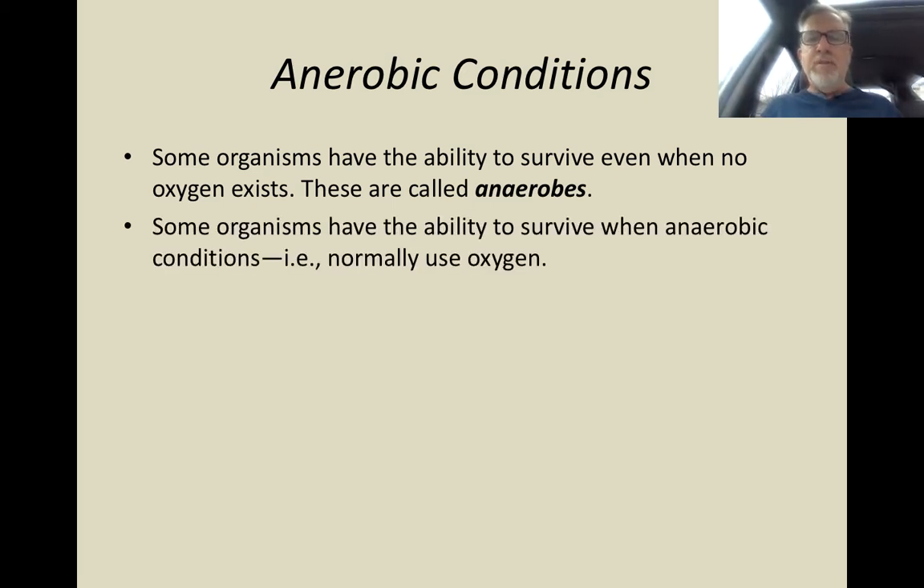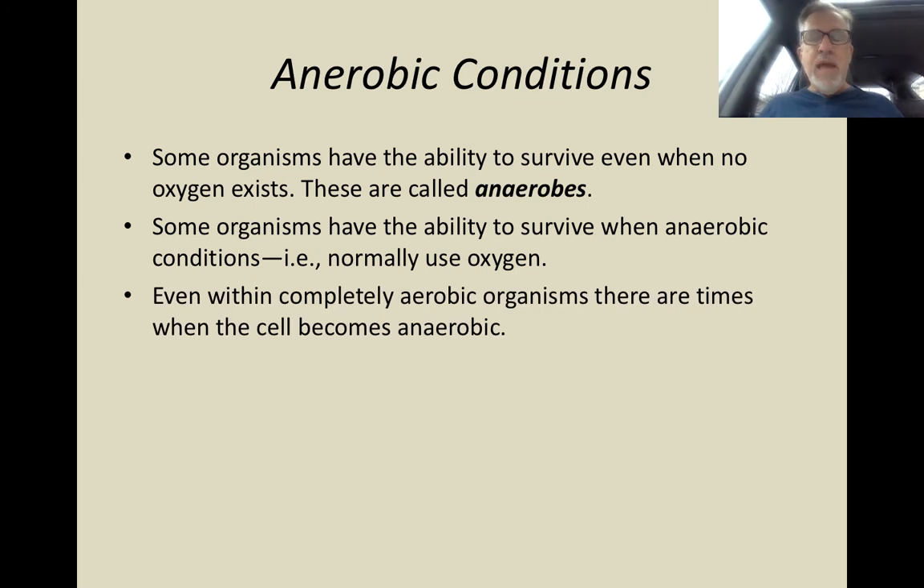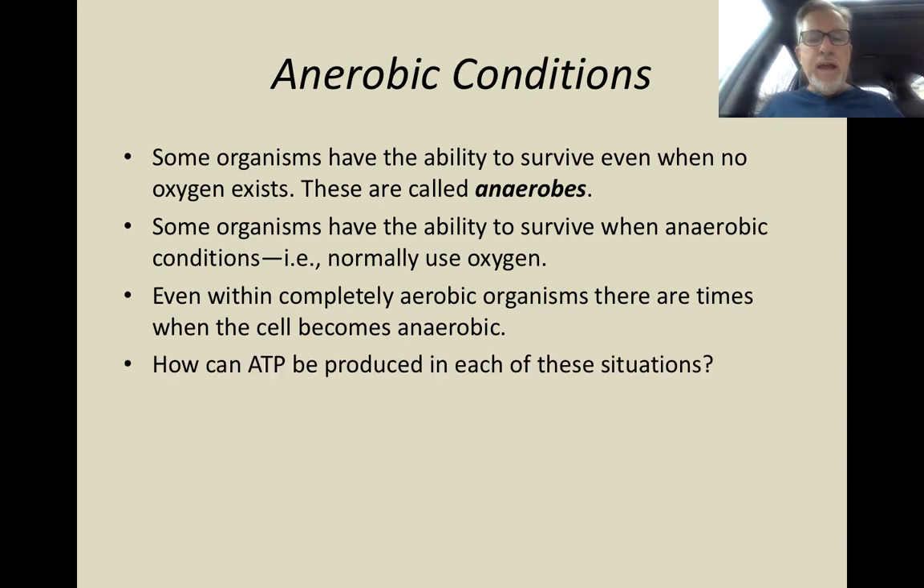Some organisms have the ability to survive when anaerobic conditions occur. That is, they normally use oxygen, but every once in a while they find themselves in anaerobic conditions and they still survive. Finally, even within completely aerobic organisms like human beings, there are times when the cell becomes anaerobic. And so, how can ATP be produced in each of these situations?